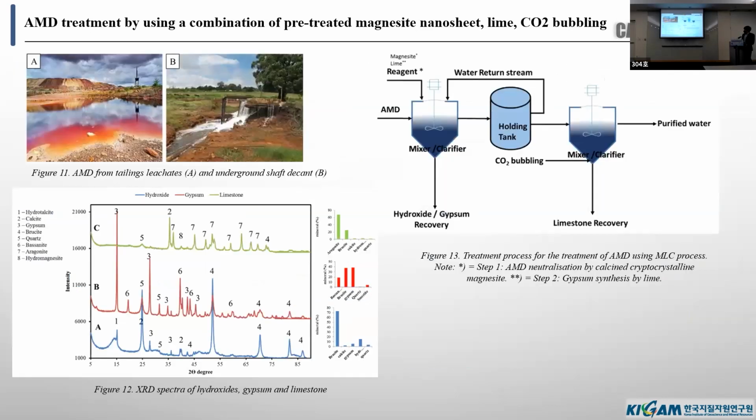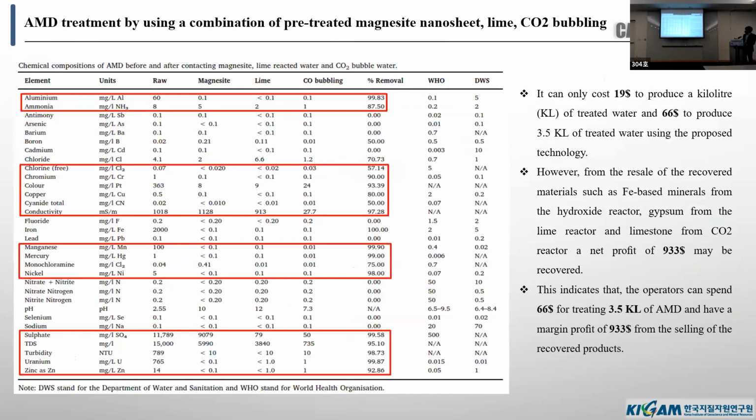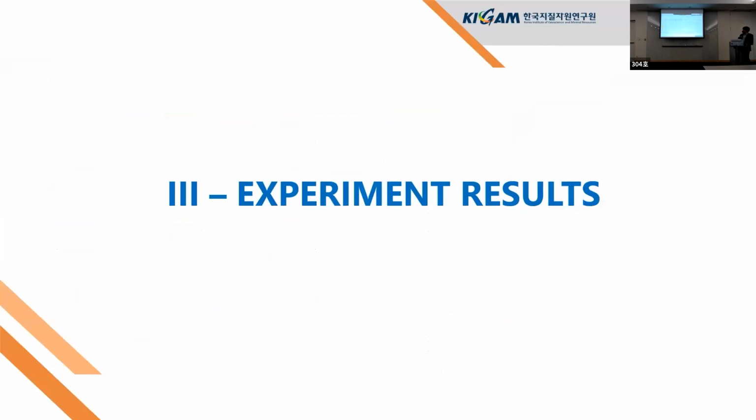And for this study, they applied another method to treat AMD, and it is very interesting. After they applied the methods, the percent of removal is almost 100%. And when they invested $66 for treating 3.5 kiloliters of AMD, they could collect valuable heavy metals. And when they sell this metal, it's like $933. So this means now the AMD is not waste, it's becoming a resource to contribute to the circular economy. So let me move on to our experiment results.